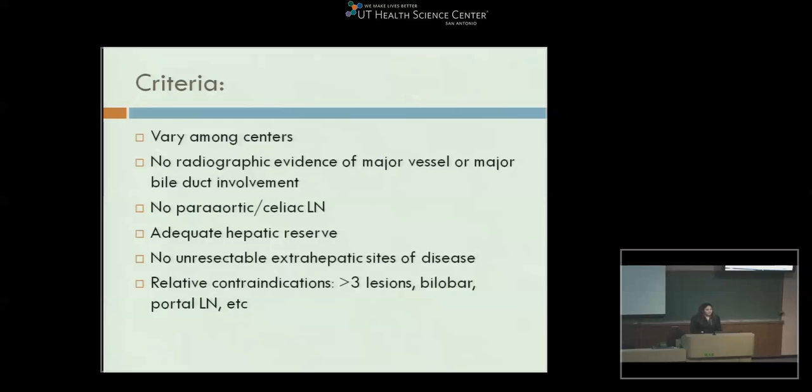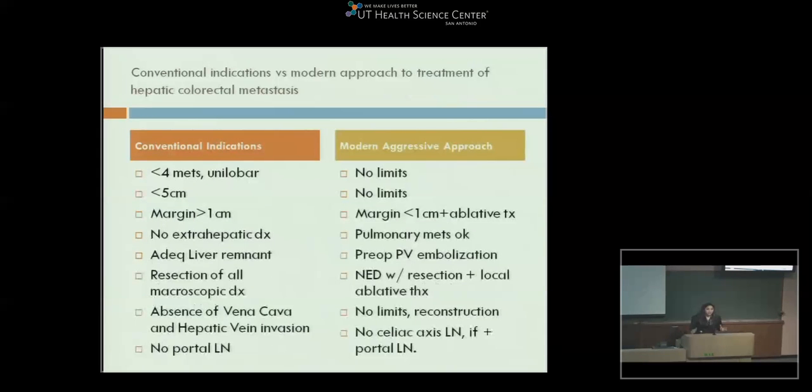There is a group of conventional indications, and then more high-volume centers have a more modern, aggressive approach towards these metastatic lesions. If they ask us something in the boards, most likely, if we stick to the conventional indications, it would be mostly accepted for us to answer. These include if you have less than 4 mets and they're unilobar, that should be okay. If the mass is less than 5 centimeters, you have to have a margin of at least 1 centimeter, no extrahepatic disease. You have to have, of course, an adequate liver remnant after resection.